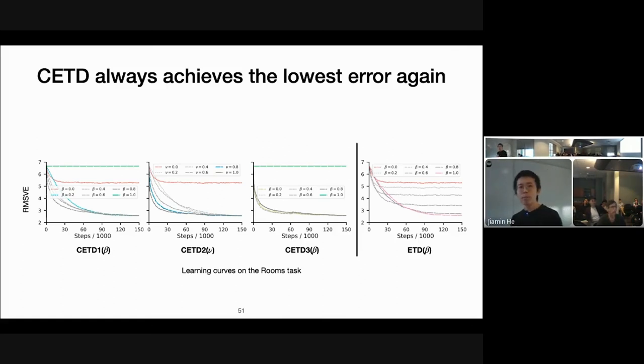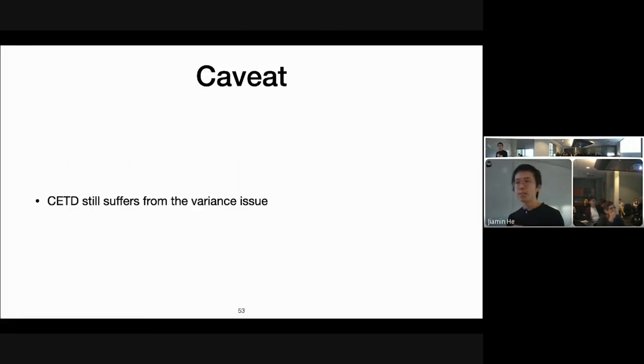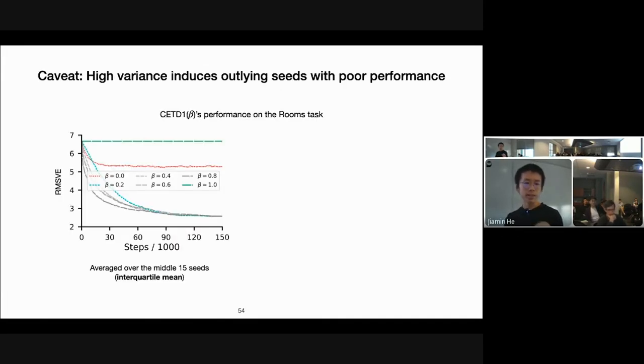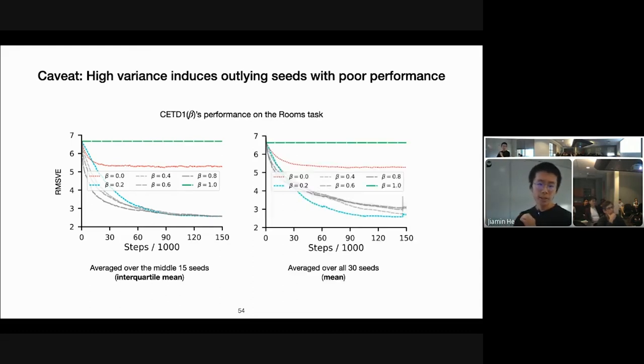Now, before I wrap up, I want to give you a caveat that CETD still suffers from the variance issue. We can see here the same learning plot I just showed you. The result here is averaged over the middle 15 seeds. If we average over all 30 seeds, we can see that the performance of CETD degrades a lot. This is because high variance induces some outlying seeds with very poor performance. This is an indication of how this method still suffers from high variance.